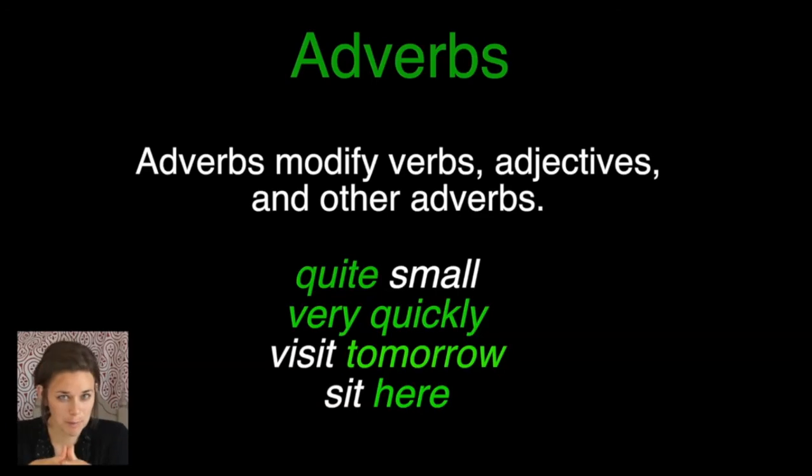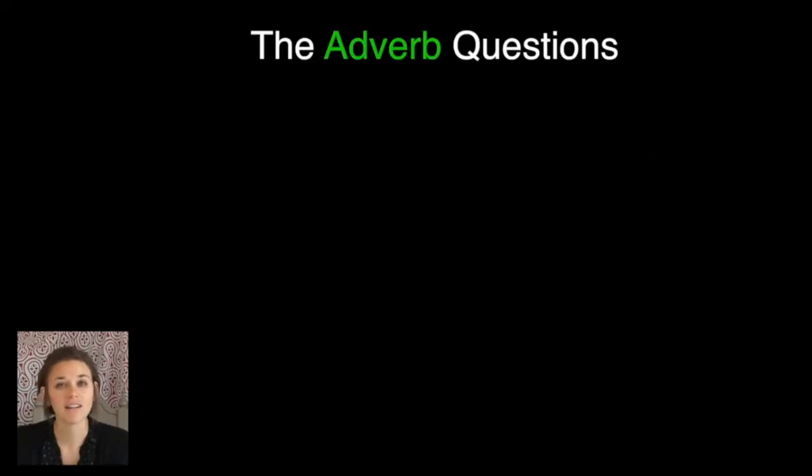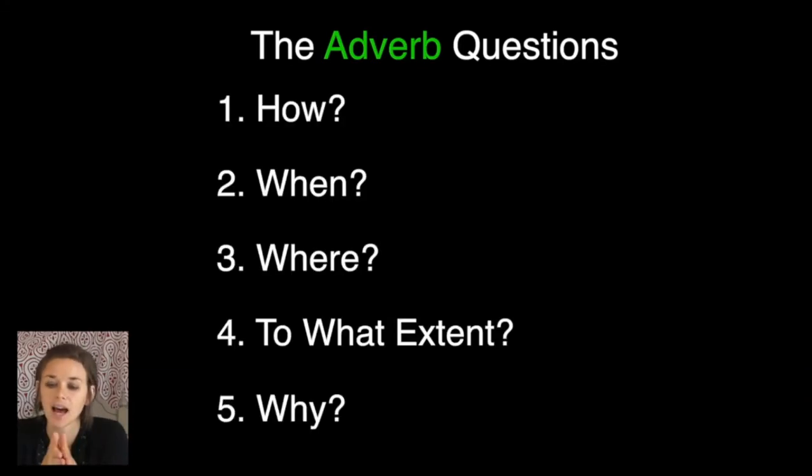Now, I'm sure you remember the adjective questions, right? You have them memorized, I'm sure. Which one, what kind, how many, and whose? Well, there are also adverb questions. And knowing the adverb questions will help you find adverbs in your sentences. Let's look at the adverb questions. They are how, when, where, to what extent, and why. How, when, where, to what extent, and why. Let's look at how all of them work.